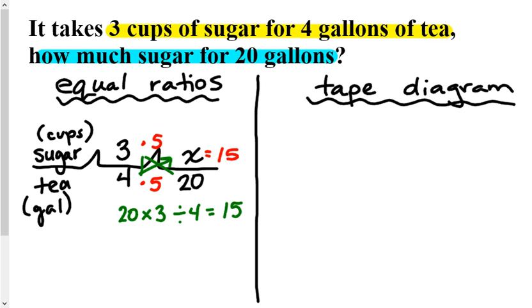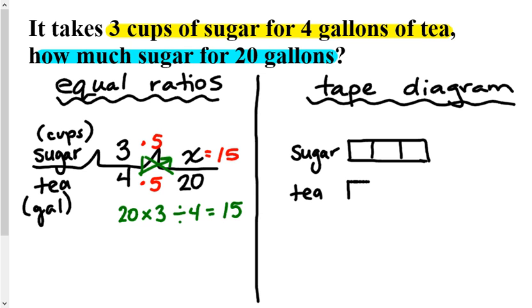Okay, tape diagram. This is the 5th method I will have shown you for solving these kinds of problems. So a tape diagram for this would look like this. A tape diagram is where you draw boxes to represent the ratio. So I want the ratio of sugar to tea. And that ratio is 3 to 4, 3 cups of sugar for 4 gallons of tea. So I'm going to draw 3 boxes because my ratio is 3 to 4. 3 boxes for sugar and 4 boxes for tea. So that represents my ratio of 3 to 4.